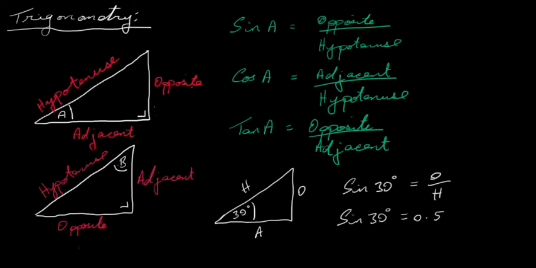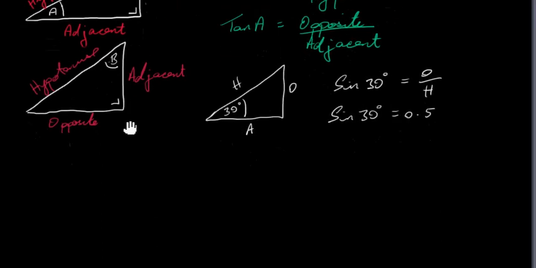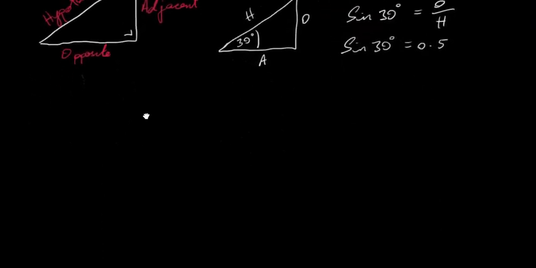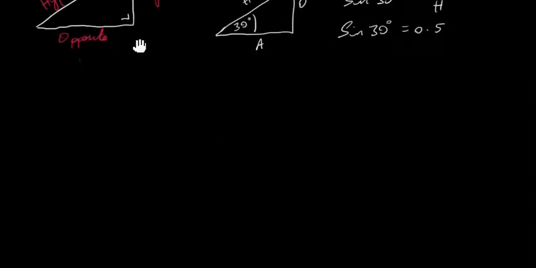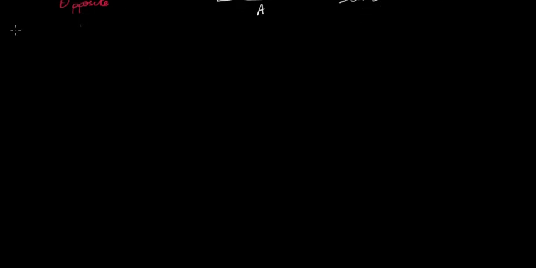So let's have a look at some examples of how we would use this to find sides and angles. Let's draw a triangle here first of all. This is a right angle triangle, and this is our hypotenuse. We'll put the angle down here, so this is the opposite, and this is the adjacent. Let's take this angle as 31 degrees this time.